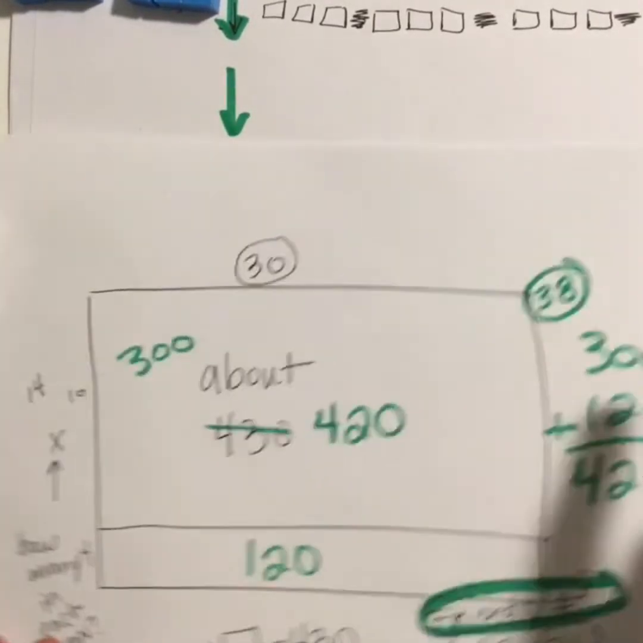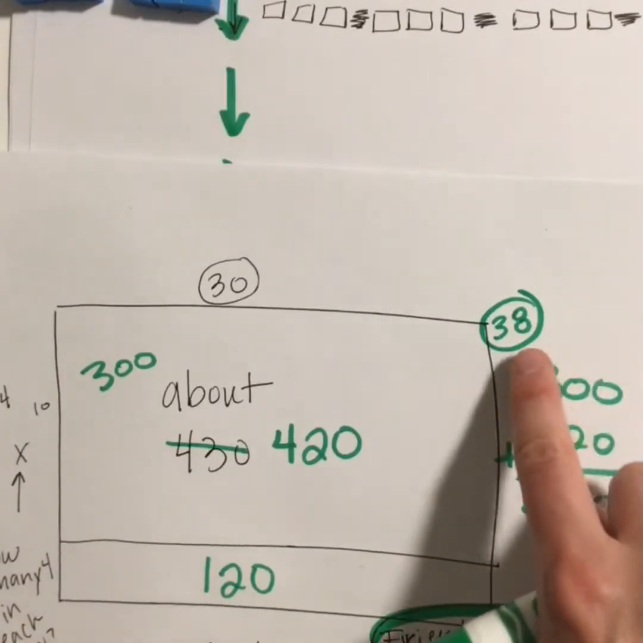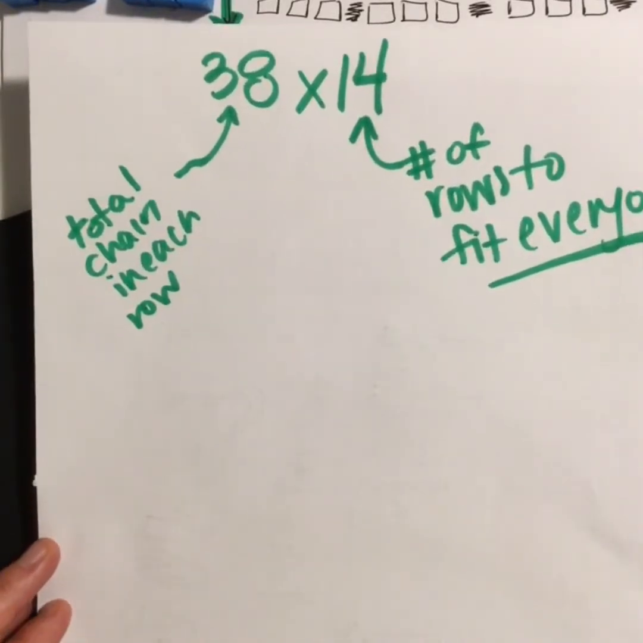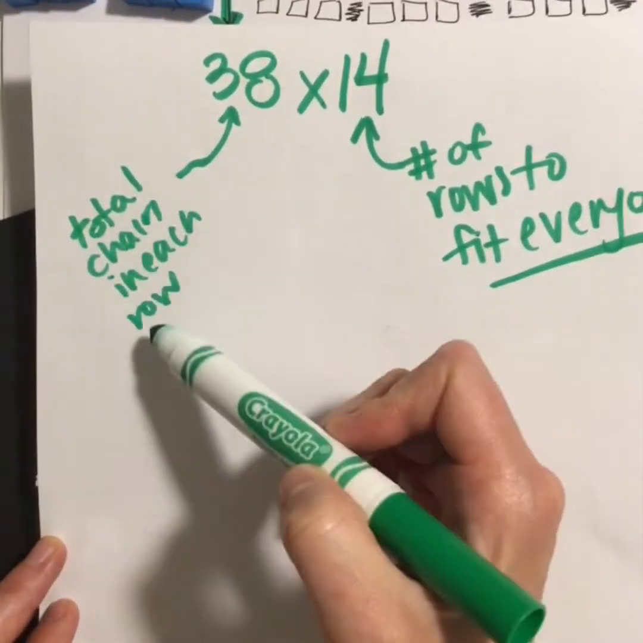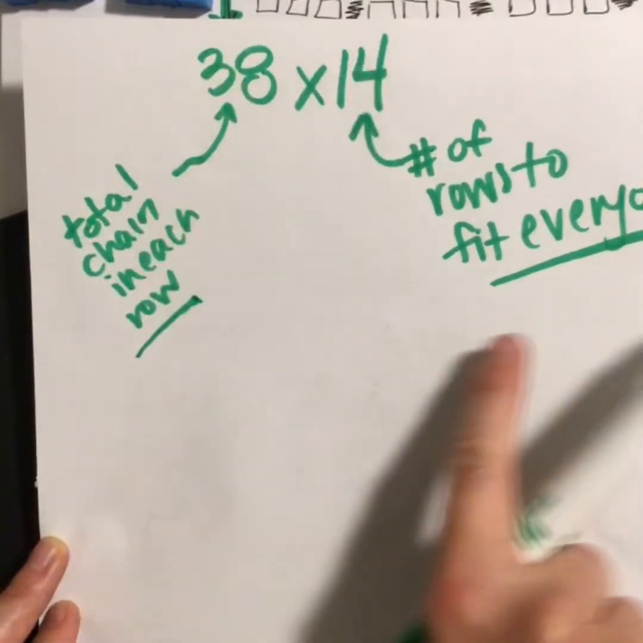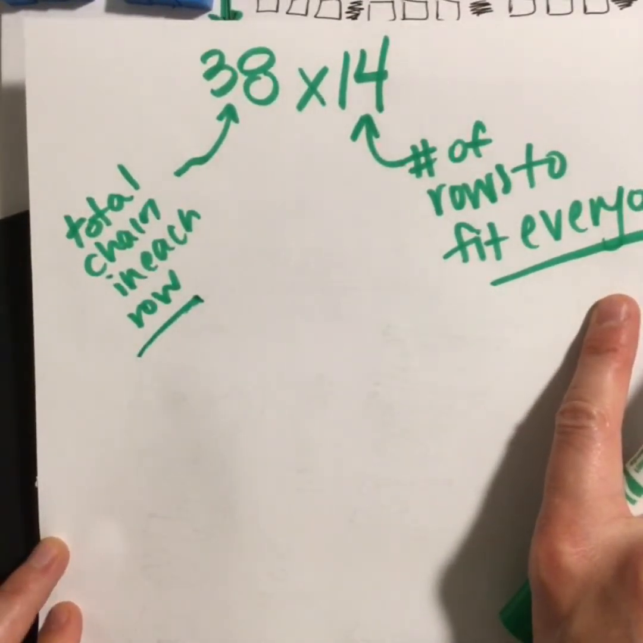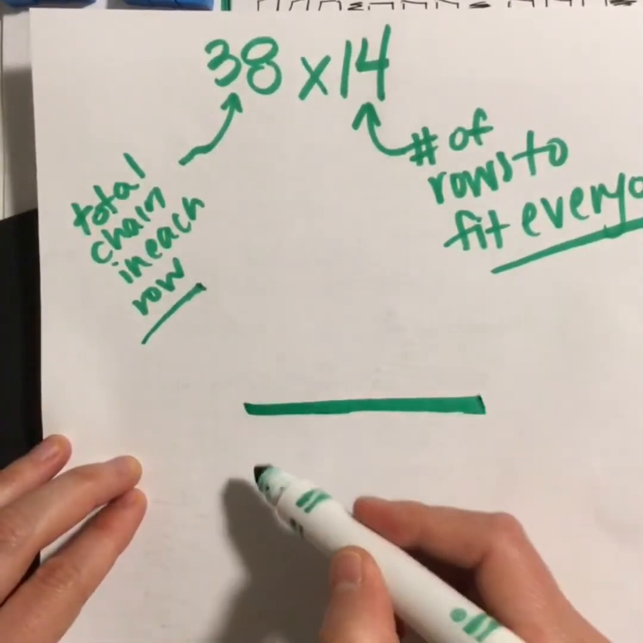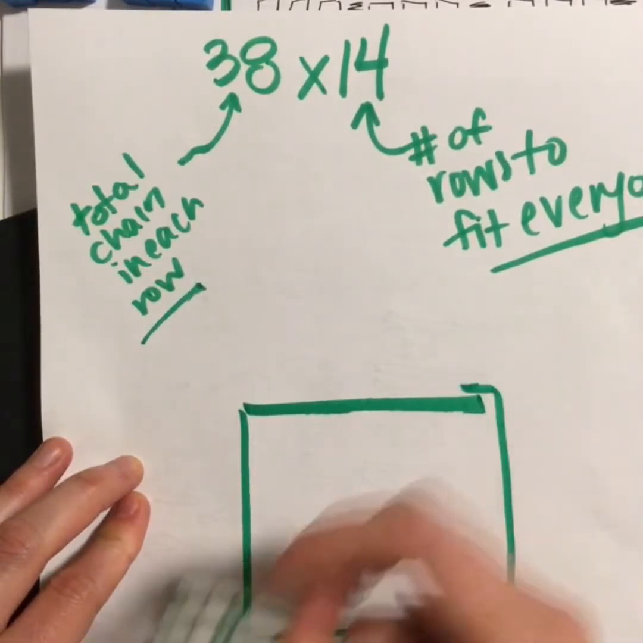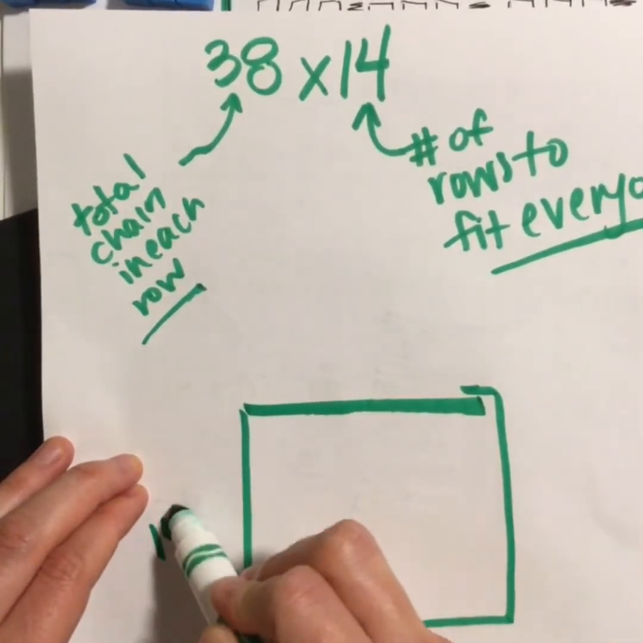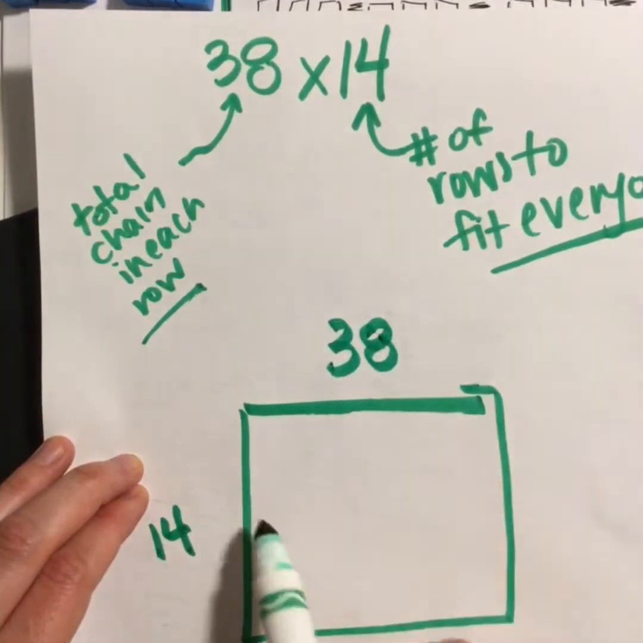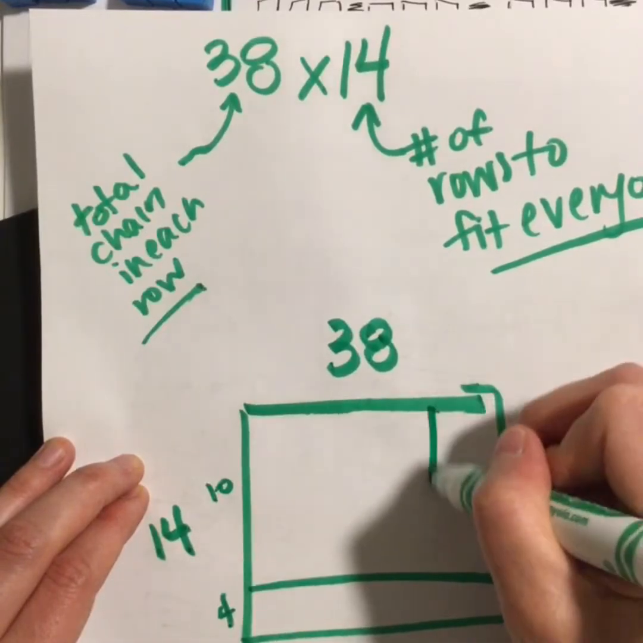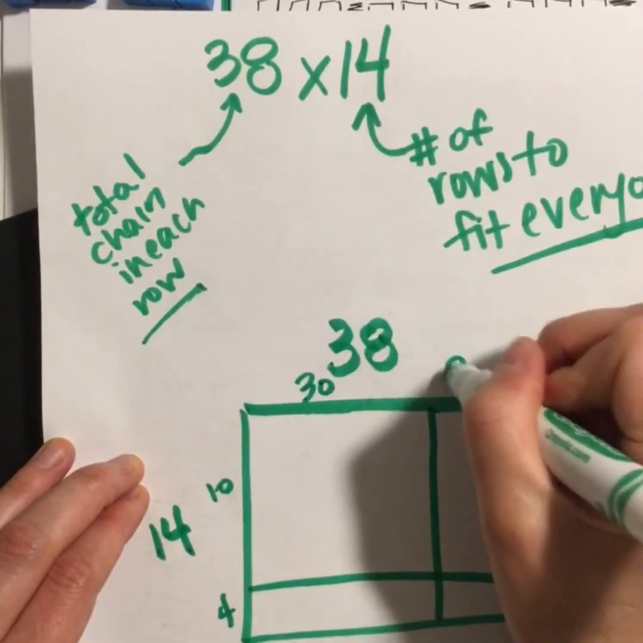I actually have 38 chairs in each row because of the chairs that we need to separate people. Okay, so to solve this problem, just remember I have my total chairs in each row, and then I have the number of rows. So I decided that there's going to be 14 rows to fit everyone. Okay, so I'm going to go ahead and use an area model to solve this. So I'm going to do 14 right here, and then 38. I'm going to break up the 14 into 10 and 4, and the 38 into 30 and 8.